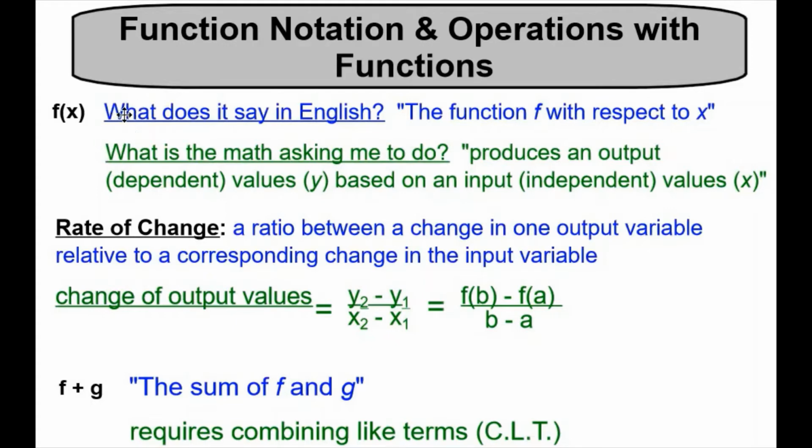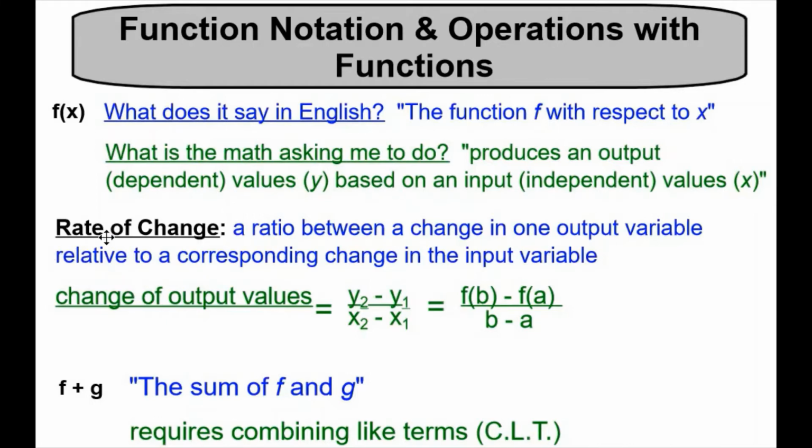So for the sake of this page of notes, anything in blue is what we're doing in English, but what we're doing in green is everything that we're doing mathematically, the universal language. So f of x is the function of f with respect to x. Math is asking me to produce an output, a dependent variable, based on an independent variable. Keep in mind, dependent means changes with the thing that doesn't change, independent. So in that example I mentioned earlier, velocity is changing with respect to time because we have no way to change time.